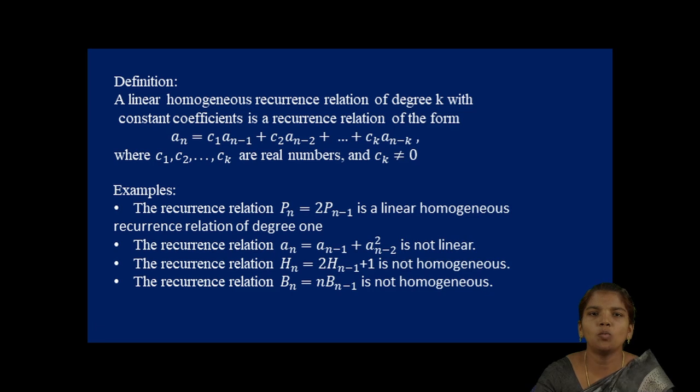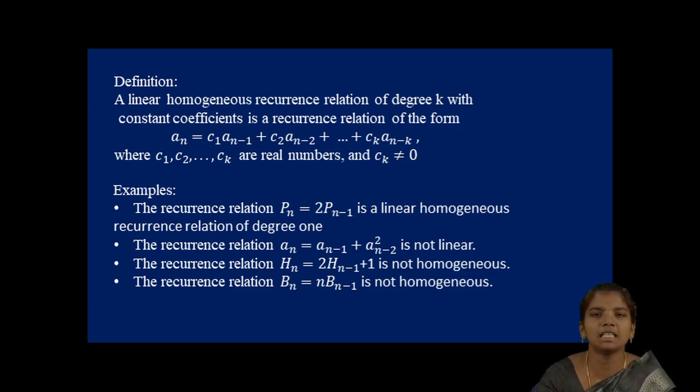A linear homogeneous recurrence relation of degree k with constant coefficients is a recurrence relation of the form a_n equal to c1 a_(n-1) plus c2 a_(n-2) plus etc. plus ck a_(n-k). Here c1, c2, etc. ck are real numbers and ck not equal to 0. Now let us see the examples.